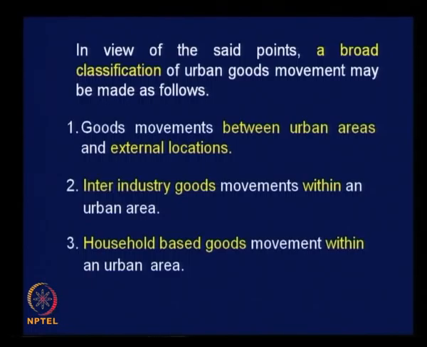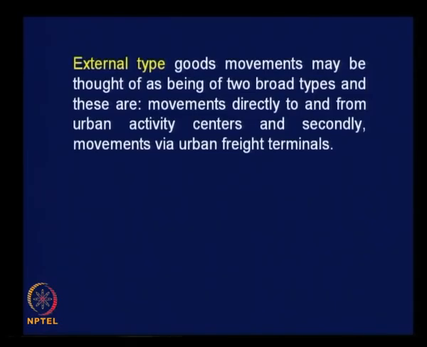First, let us see in more detail the first category, namely goods movements between urban areas and external locations. External type goods movements may be thought of as being of two broad types: movements directly to and from urban activity centers, and secondly movements via urban freight terminals. Are they logical or not?